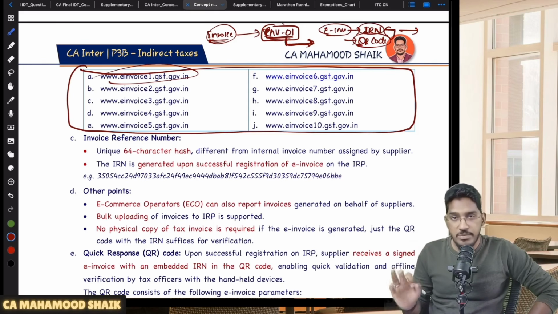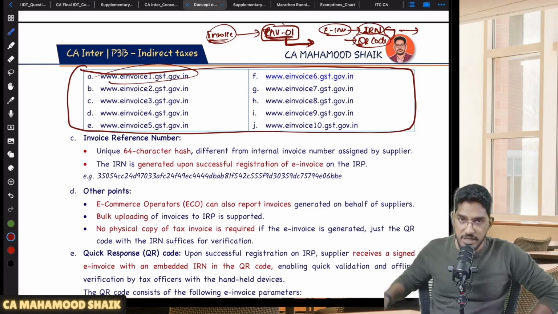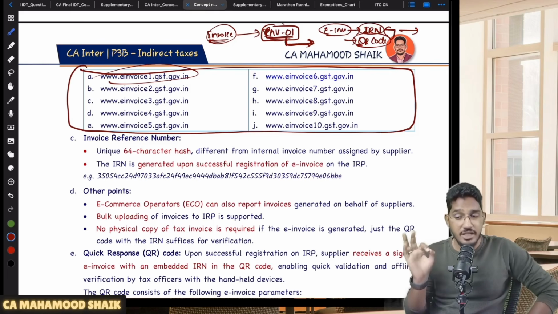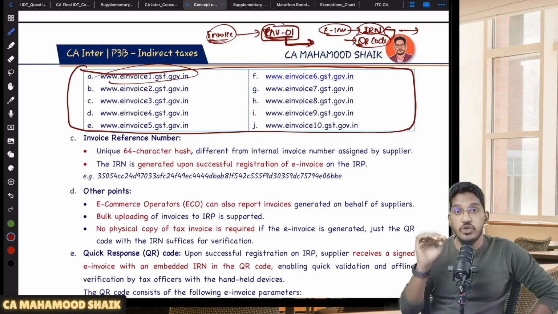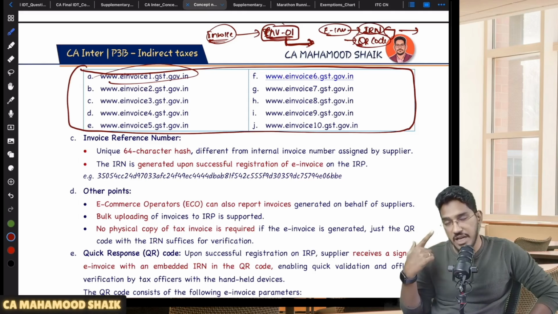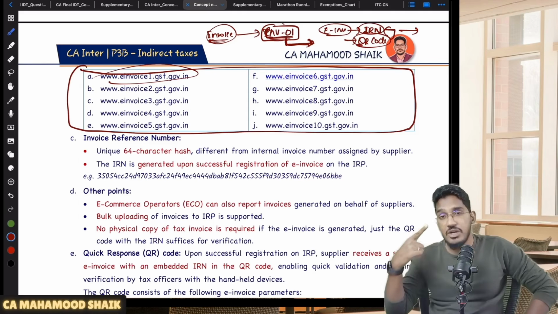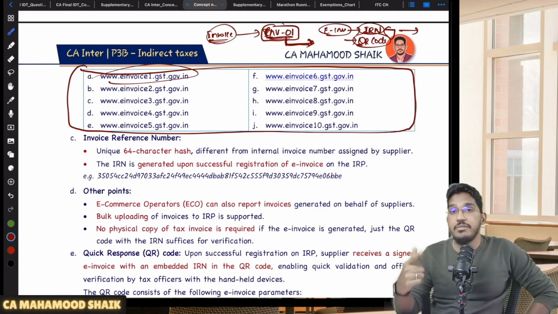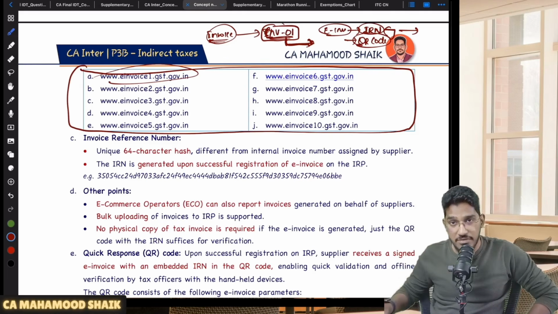Without this e-invoice, if you are a person to whom e-invoicing requirements will become applicable, but you are not generating the e-invoice, then it will be a non-compliance. You will be liable for punishment. In case you are a person whose aggregate turnover has exceeded 5 crores in any of the preceding financial years starting from 17-18, but you are not generating the e-invoices, it will be a violation of the GST Act. You will be liable for punishment.